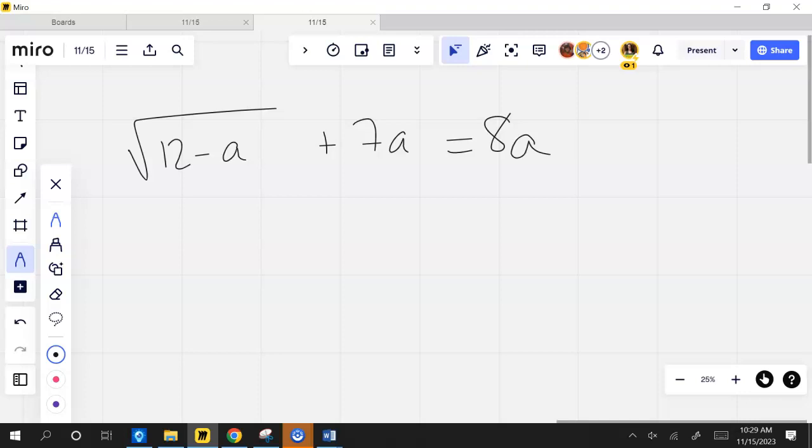Cranking up the heat. Whoa, whoa, whoa. What's going on? We divide? Wait, what do we do? I don't know. You tell me. Oh, my goodness. What are we going to do with all these A's?